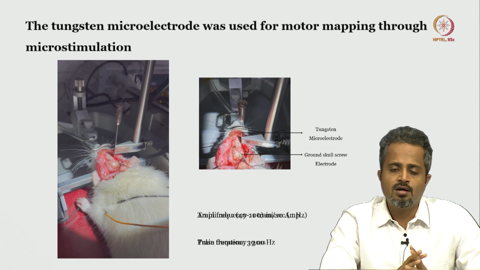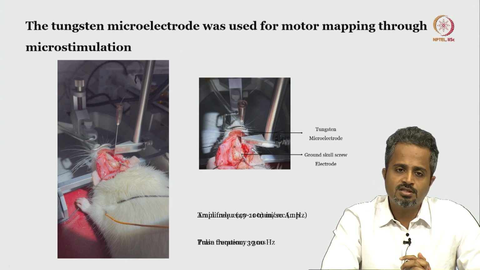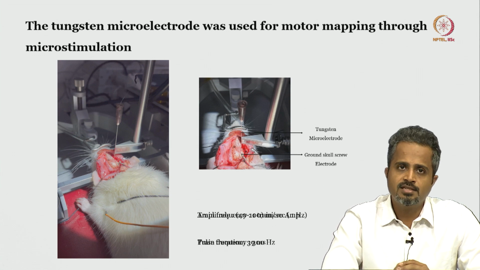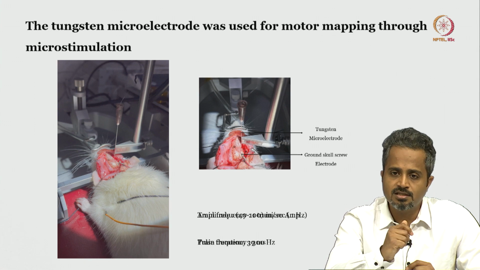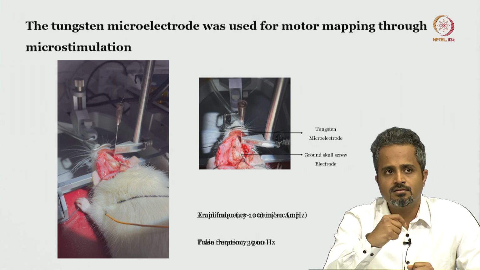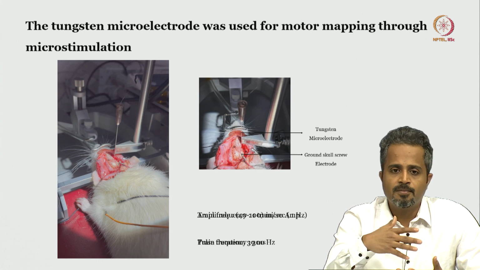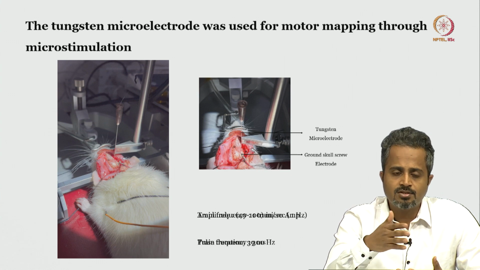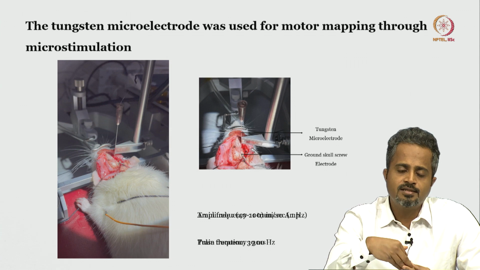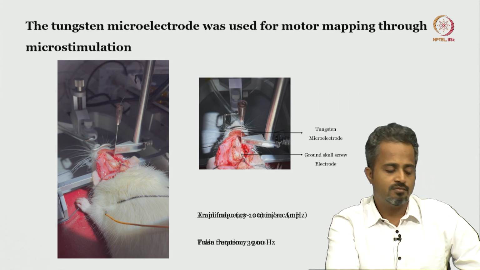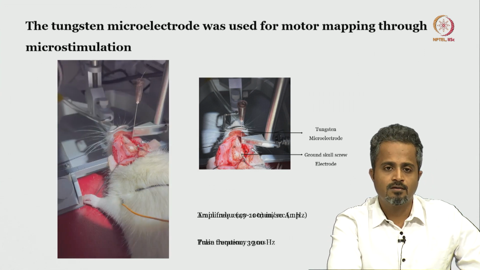So, this is one good methodology which you can adopt if you really want to confirm the coordinates, if there is a difference in species or a difference in the size and age of the rat, because the Paxinos atlas is based on adult Wistar rats. So, if you want to take the coordinates from that atlas and use them, this is one way of doing it. All right.